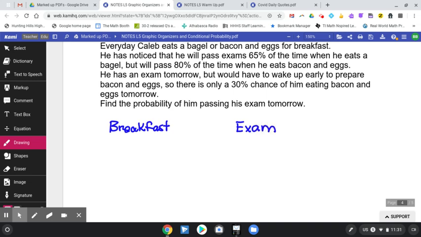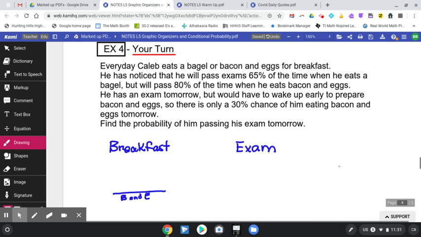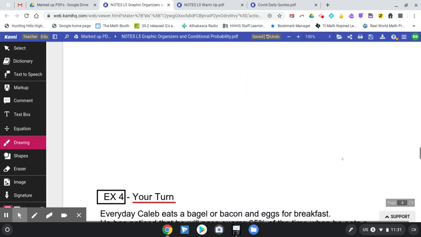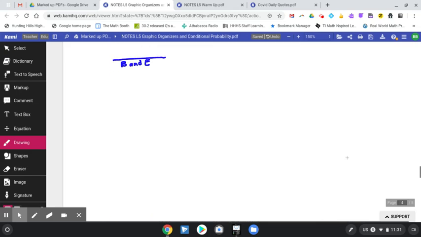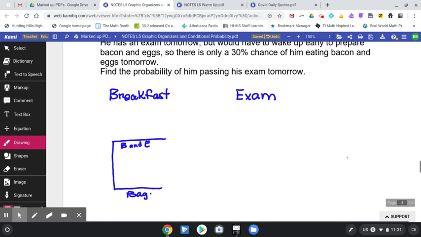So let's look at the two things that could happen with breakfast. He could have bacon and eggs, or he could have a bagel. All right, now you can fill your numbers in at that point if you want, or you can set up all of your brackets first and then come back to do the numbers.